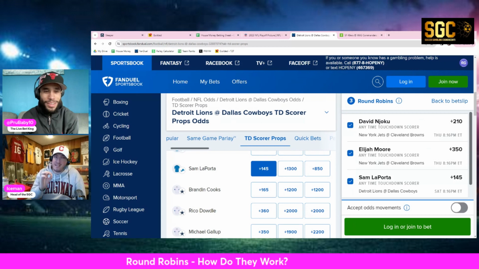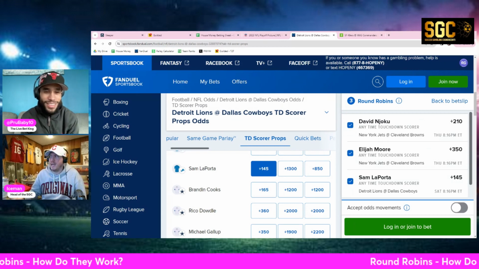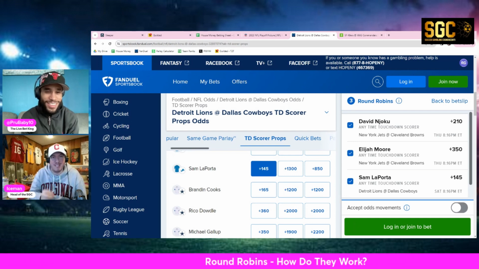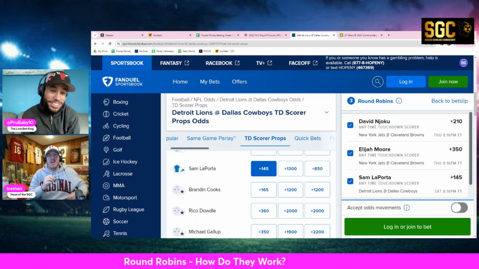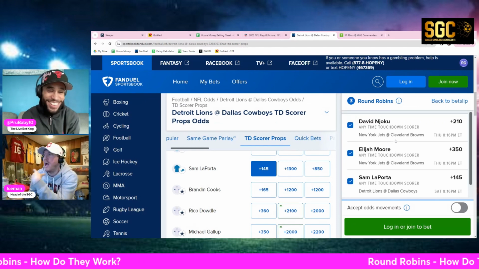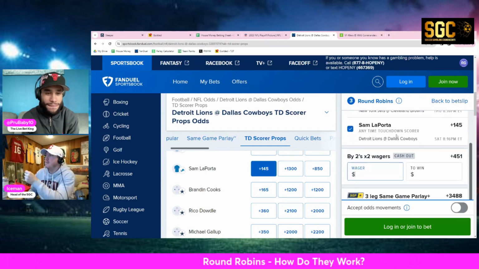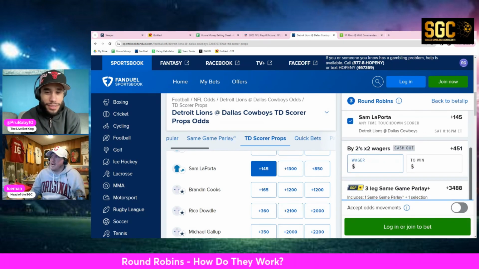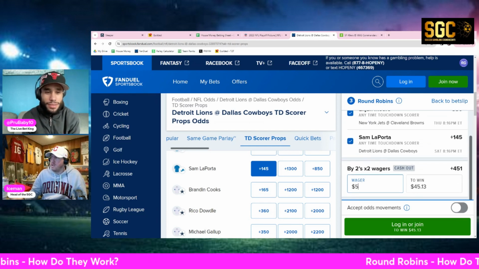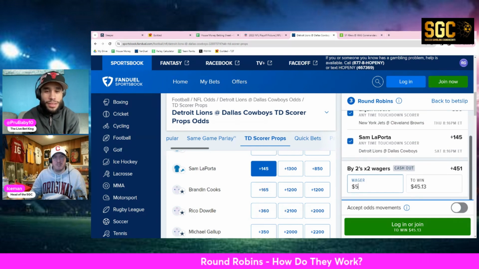But the thing that FanDuel does is FanDuel will not allow you to play Njoku and Moore in a round robin because they are from the same game. So they'll let you, but you have to play that on its own as the same game parlay. The 2 wagers that this is telling you buy 2, and like you said, is only 2 wagers. So you're only placing a bet here of $10.